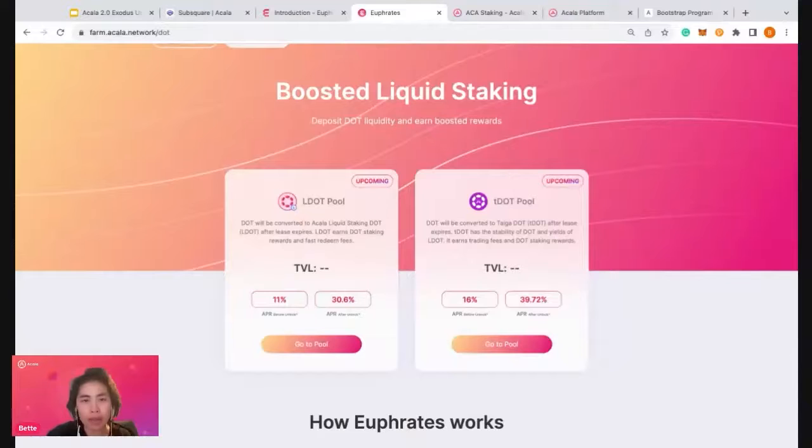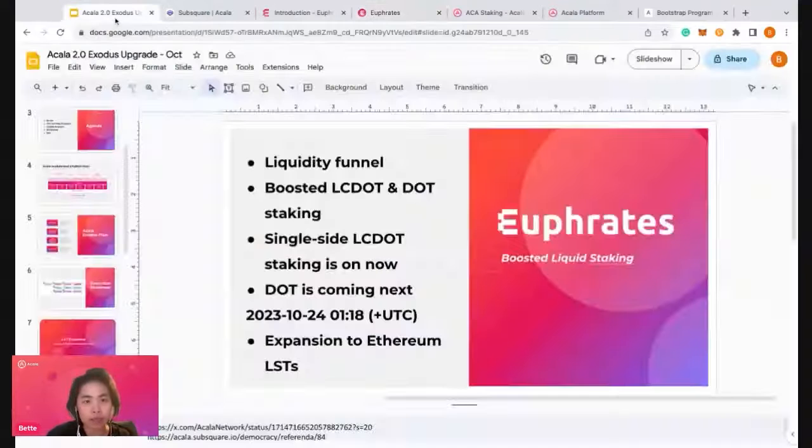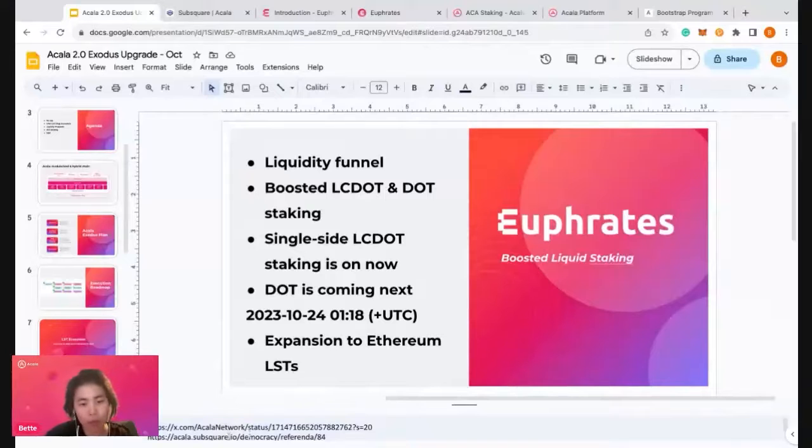So I think the anticipation, did I put a date? Yeah, so the DOT is coming on October 24th, so next week. That is the time. So I think we can actually link the proposal in there. Yeah, we can link the proposal later on so people can check that out and know the exact time for the DOT pool to launch.